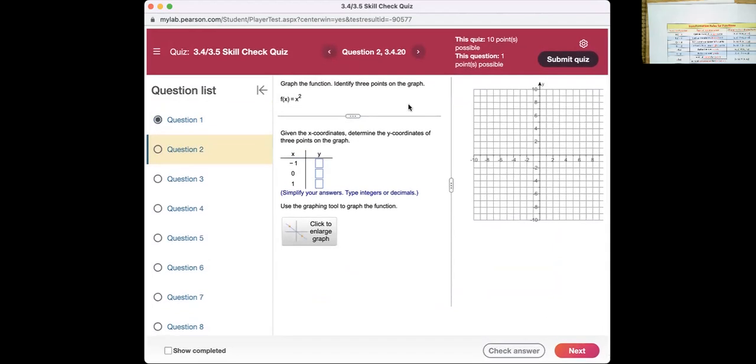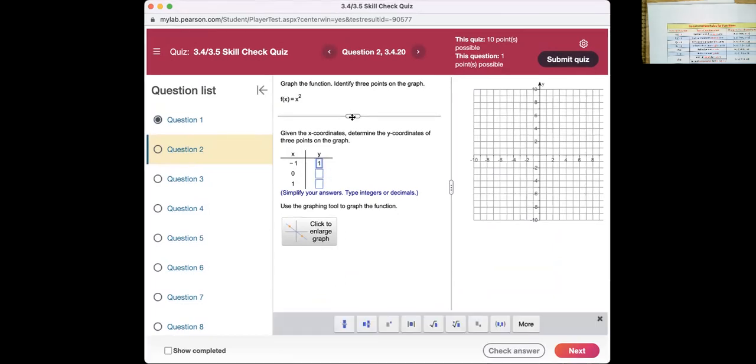All right, number 2: graph the function, identify 3 points on the graph, f of x equals x squared. So they've given you the x. When x is -1, that just means we take -1 and we square it. Make sure you use parentheses when you're substituting a number in for x. So (-1) squared is going to give us a y value, or a final answer, of 1. Remember, y is just the f of x, or what x squared equals. x squared when x is -1 equals 1. When x is 0, 0 squared equals 0, and 1 squared is 1.